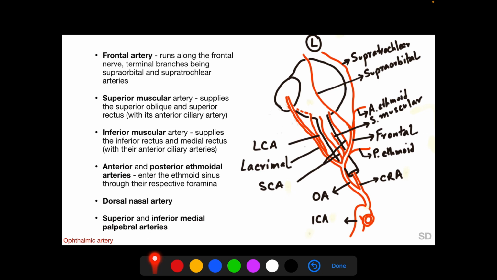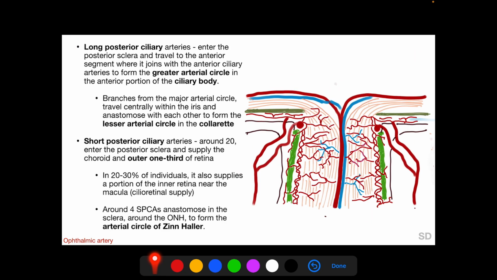The remaining branches of the ophthalmic artery, and more important so far as the eye is concerned, are the long posterior ciliary arteries and the short posterior ciliary arteries. The long posterior ciliary arteries enter the posterior sclera around the optic nerve and travel to the anterior segment, where they join with the anterior ciliary arteries from the insertions of the recti muscles to form the greater arterial circle in the anterior portion of the ciliary body.